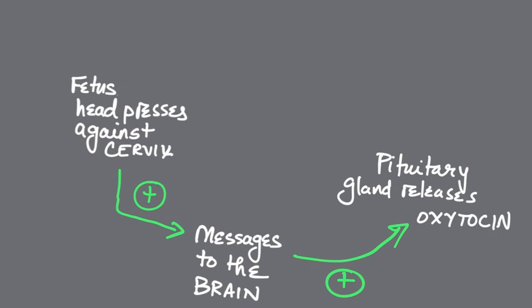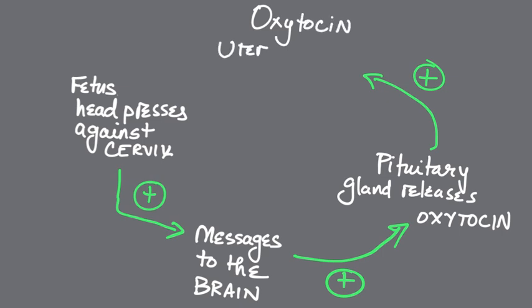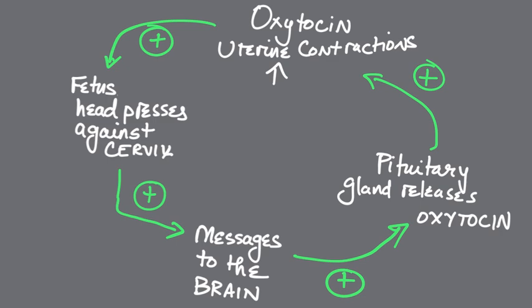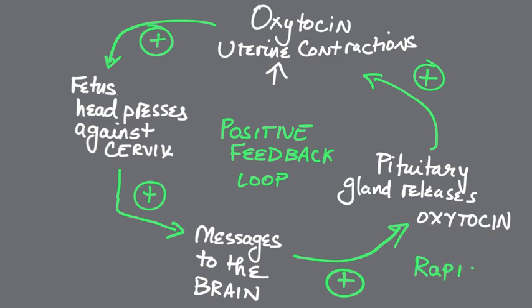Oxytocin is released into the blood, reaches the uterus, and causes strong contractions. So when the uterus contracts really strongly, it squeezes against the fetus and makes the fetus's head press even more against the cervix. As a result, this pathway is repeated many times in a positive feedback loop. This continues until the baby is born. And the purpose of a positive feedback loop is to bring about rapid action.